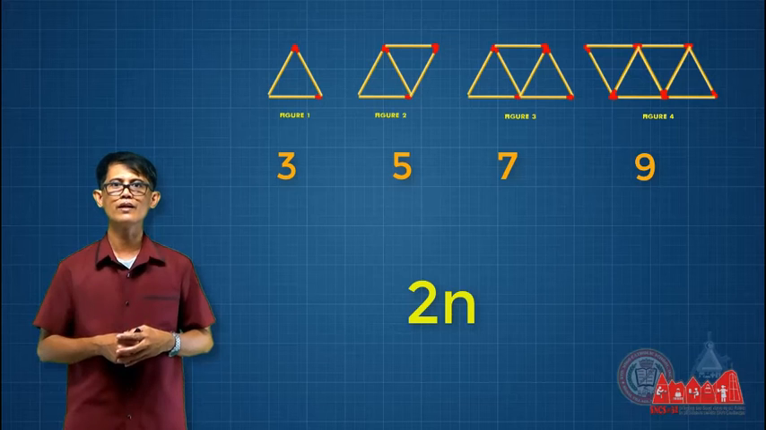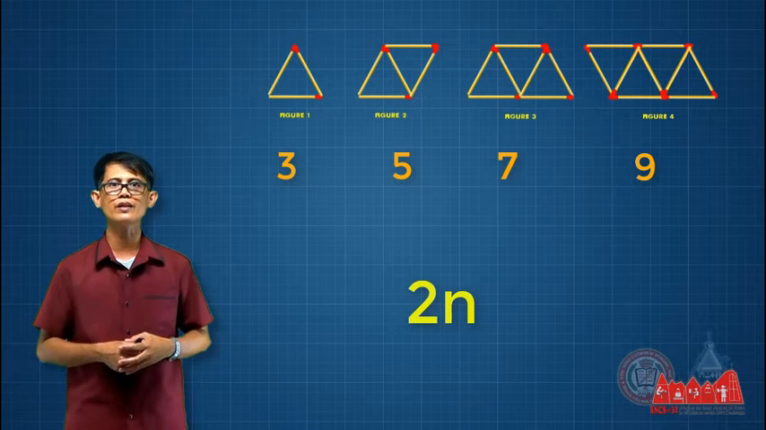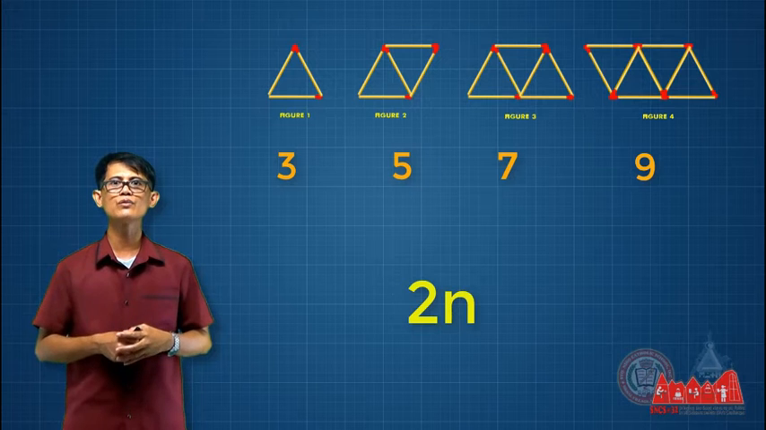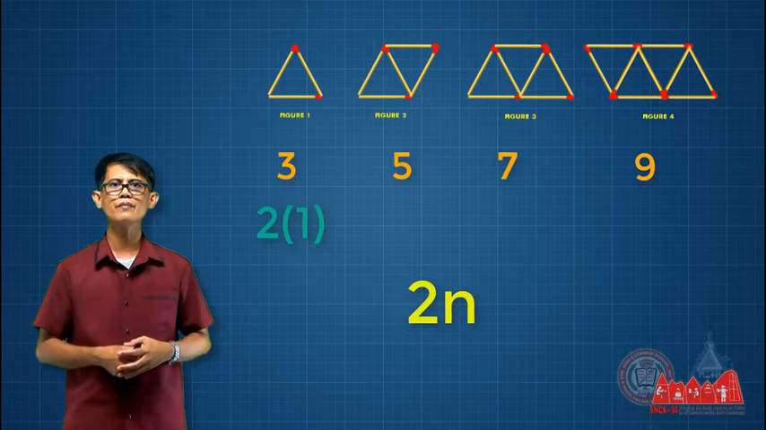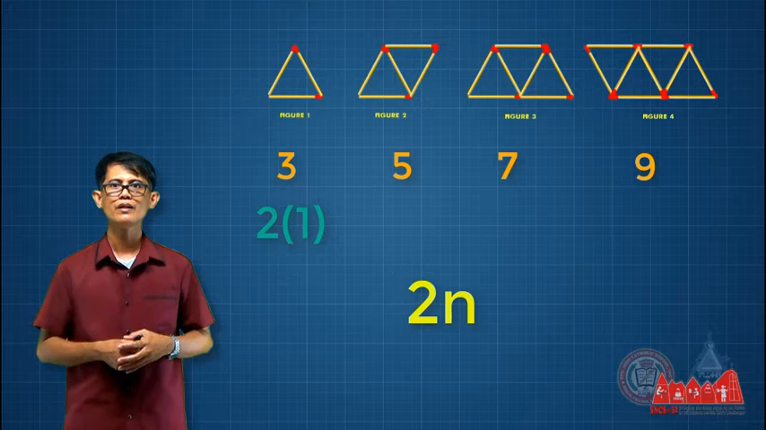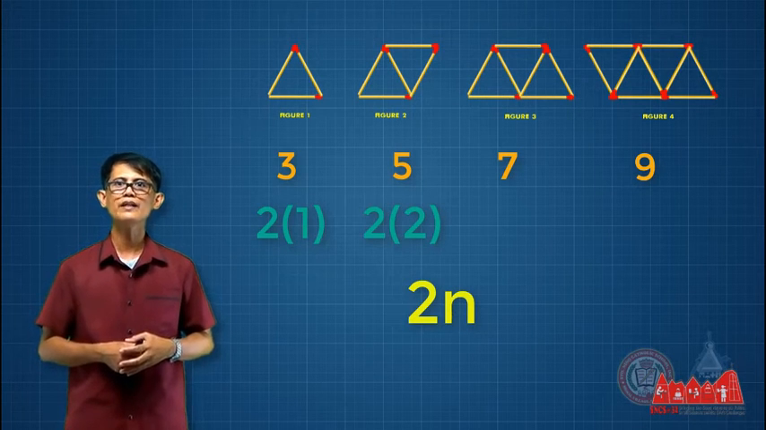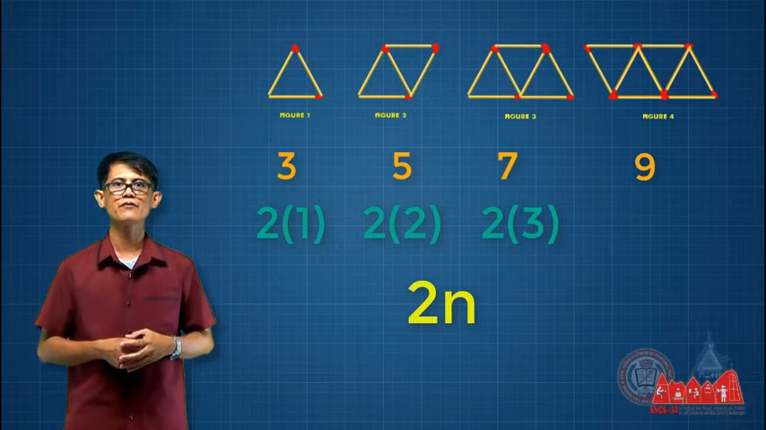Let's check figure 1. It has 3 matchsticks. Let us verify if our expression works. If n is 1, we have 2 times 1. Is it equal to 3 matchsticks? No, it's not. Now, how about figure 2? If n is 2, that is 2 times 2, is it equal to 5? No. If n is 3, 2 times 3 is not 7. And if n is 4, 2 times 4 is not 9.